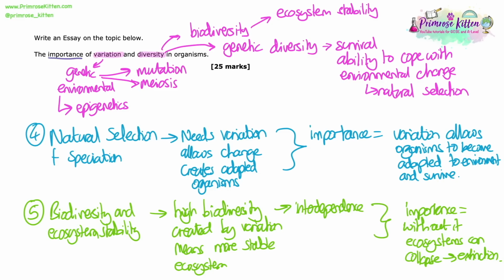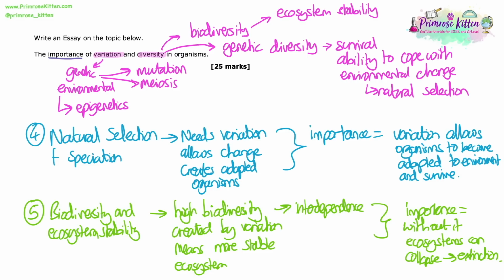So I'm going to talk about how high biodiversity created by variation means a more stable ecosystem, and that links into interdependence. So obviously all organisms rely on other organisms for things like food, shelter, pollination, things like that. So the more diversity and biodiversity there is in an ecosystem, the more likely they're going to be able to support each other. So if 1 or 2 organisms die, disappear, or something happens to them, the whole ecosystem isn't going to collapse because everyone's got multiple options for food, habitat, shelter, etc. And so they'll be able to cope and survive.